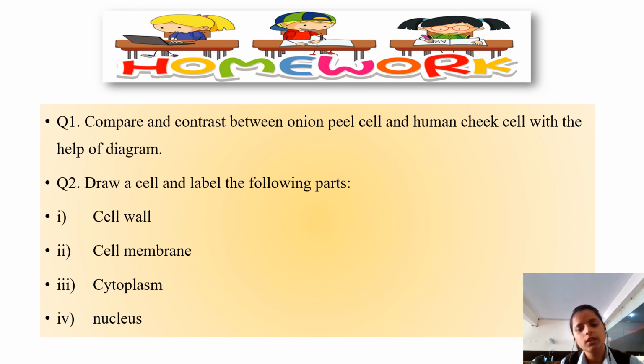Okay, now let's move on. Here comes the homework part. So students, I have prepared two questions for you for today's homework. The first question is, compare and contrast between onion peel cell and human cheek cell with the help of a diagram. Yes, you have to draw the well-labeled diagram. The second question is, draw a cell and label the following parts, and you need to label these four parts: the cell wall, cell membrane, cytoplasm, and nucleus.